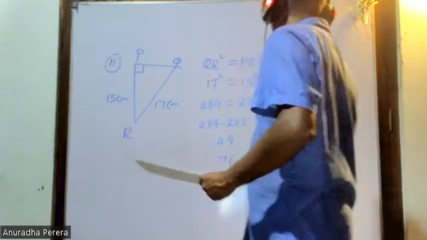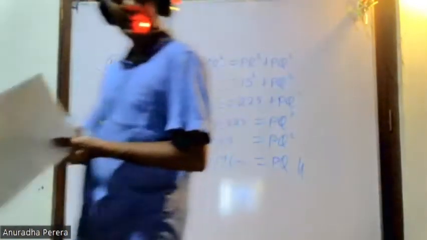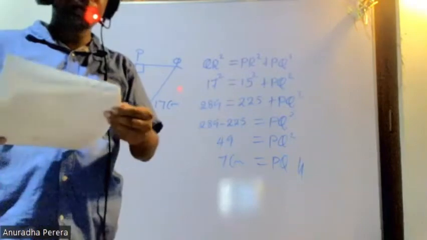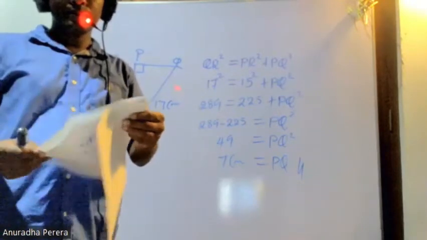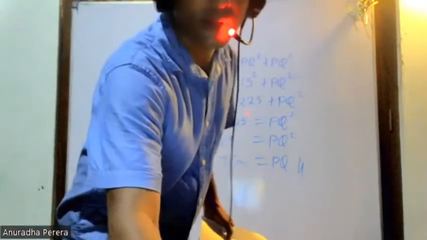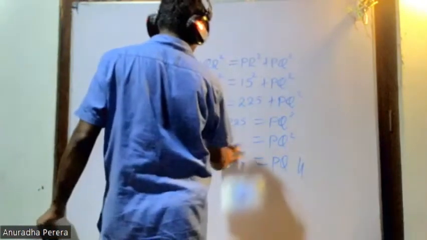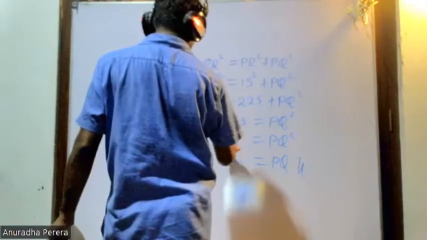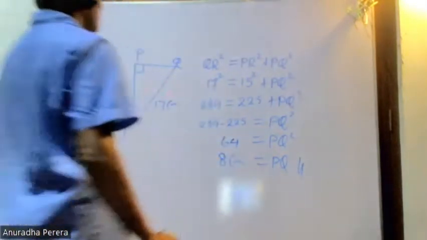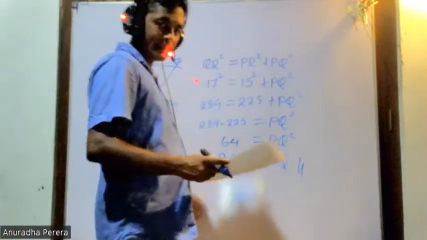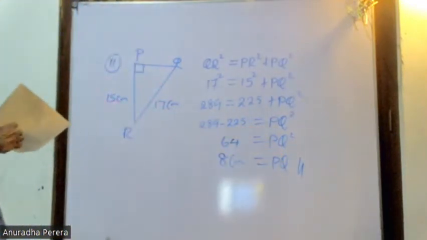289 minus 225, 49. PQ is what value? Seven centimeters. Isn't it 8 centimeters? Sorry, this one is not 49. 289 minus 225 is 64. Yes, 8. It is not 49, it is 64. So PQ is 8. Next question.